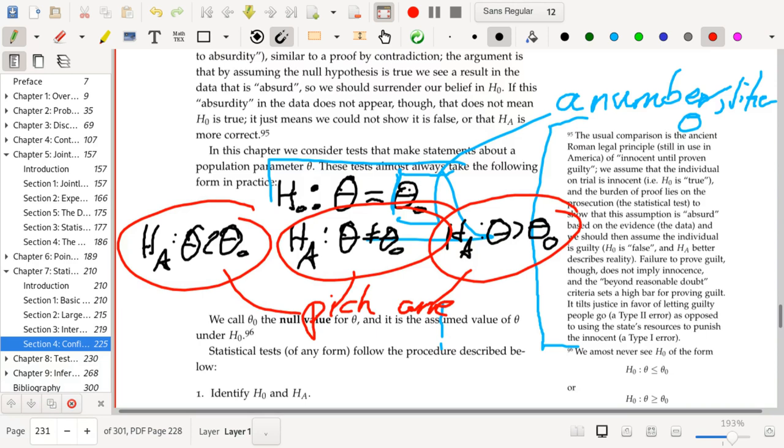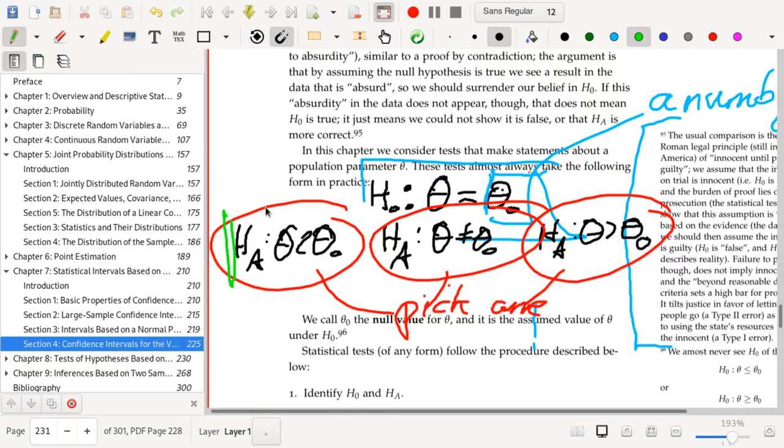And the theta naught that you pick for the null hypothesis is the same theta naught that's showing up in the alternative. So if your null hypothesis is that the mean IQ is 100, the alternative will say the mean IQ is not 100. Or the alternative might say the mean IQ is greater than 100. Or the alternative will say the mean IQ is less than 100. Something like that.